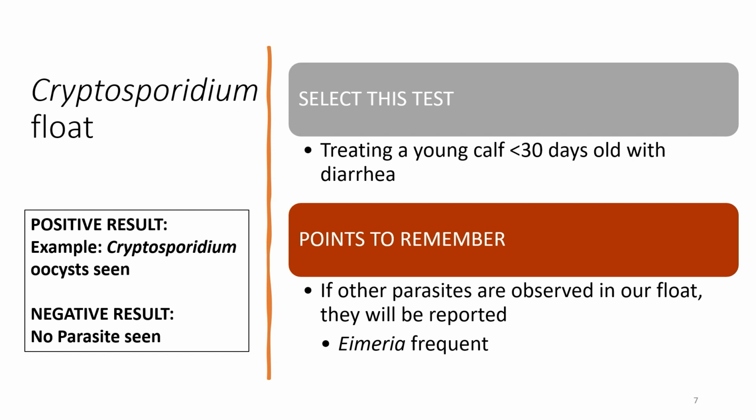Now, we would recommend that you only select this test if you're trying to diagnose parasitism in a young calf that is less than 30 days old and that has diarrhea caused by Cryptosporidium. In animals that are a little bit older than a month, Cryptosporidium, or at least Cryptosporidium parvum, is not very likely. And in that case, we would recommend that you use a qualitative fecal float or a quantitative fecal float, especially if that animal has been put on pasture. Then a qualitative or a quantitative test would give you better results than just the Cryptosporidium float.